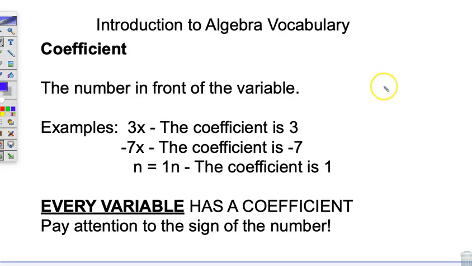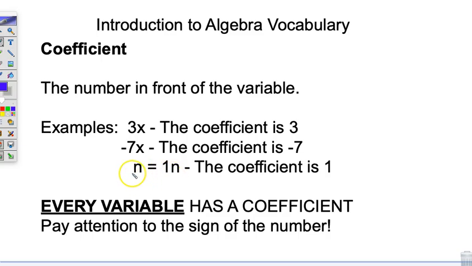Another word used in algebra is coefficient. This is the number in front of the variable. Here are some examples. 3x, the coefficient would be just the 3. In the next example, negative 7x, just the negative 7 is the coefficient. And in the third example, we see a variable all by itself. That is actually equal to 1n.